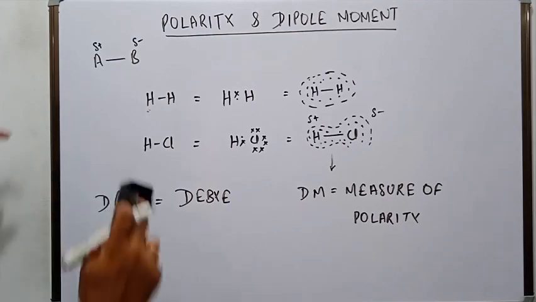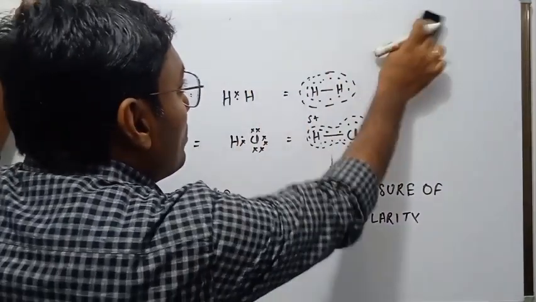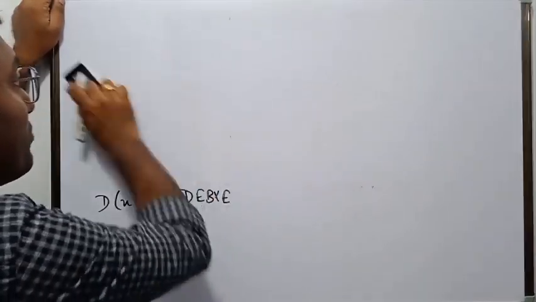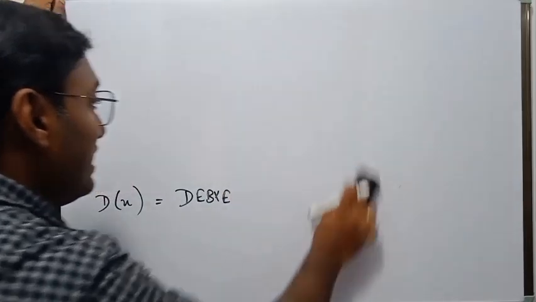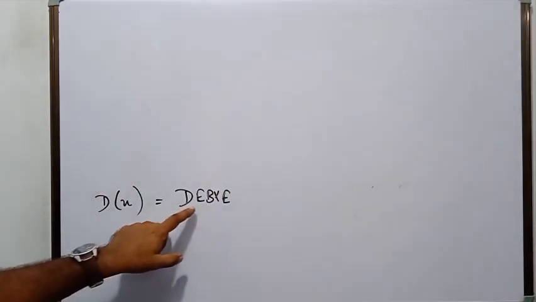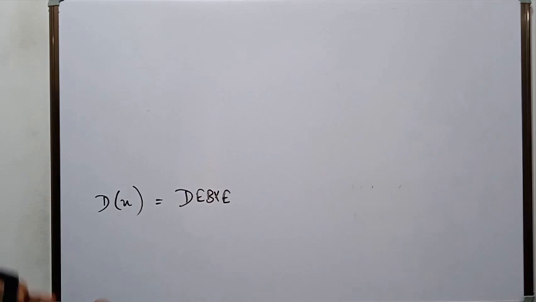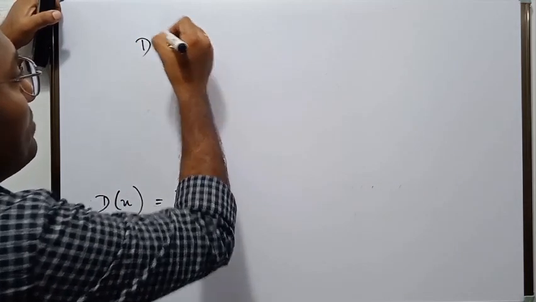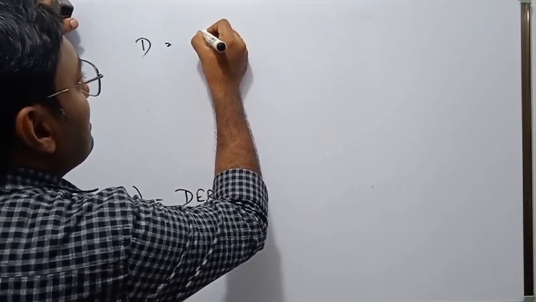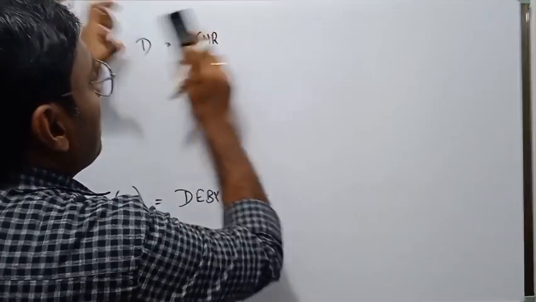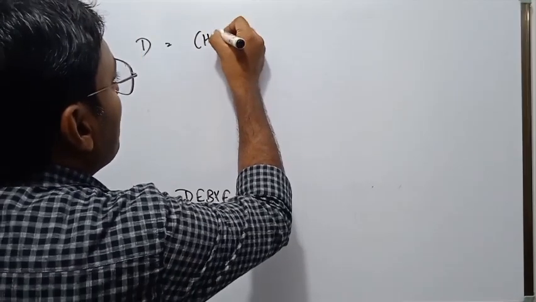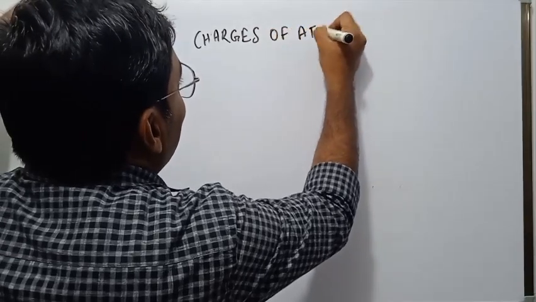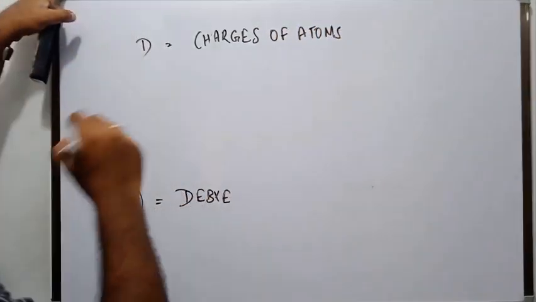So dipole moment gives you quantitatively exactly how powerful the polarity is, how much the strength of that polarity is. It is represented by mu and its unit is the debye. Now let us see how it is calculated. Dipole moment is calculated from the charges of the combining atoms, that is Q.